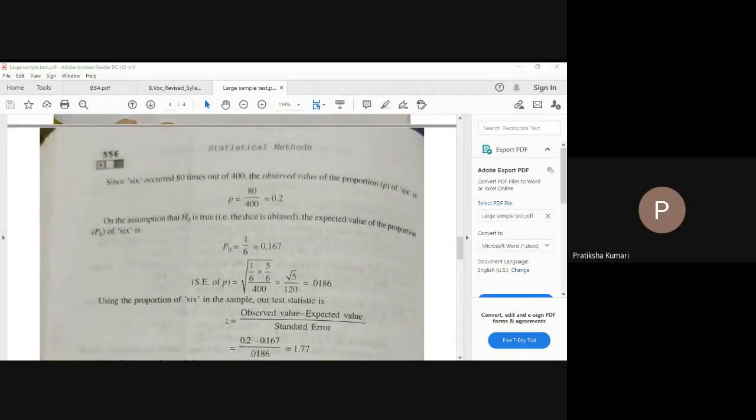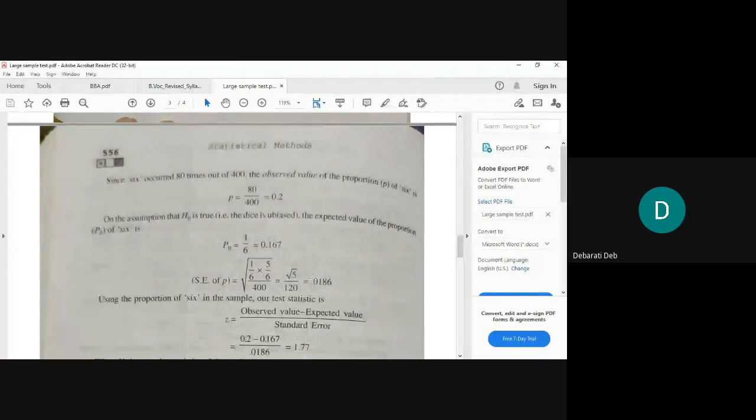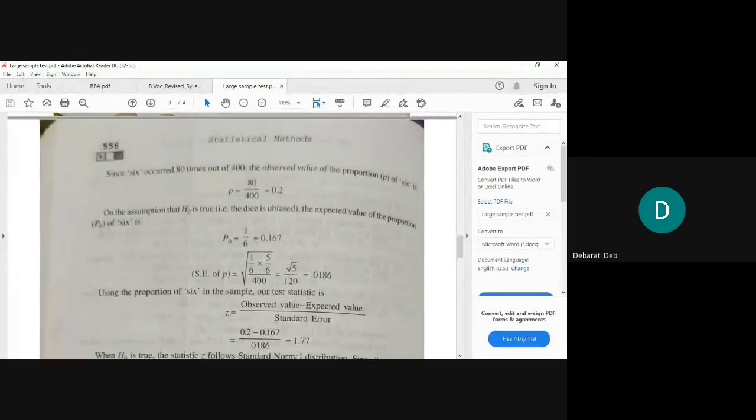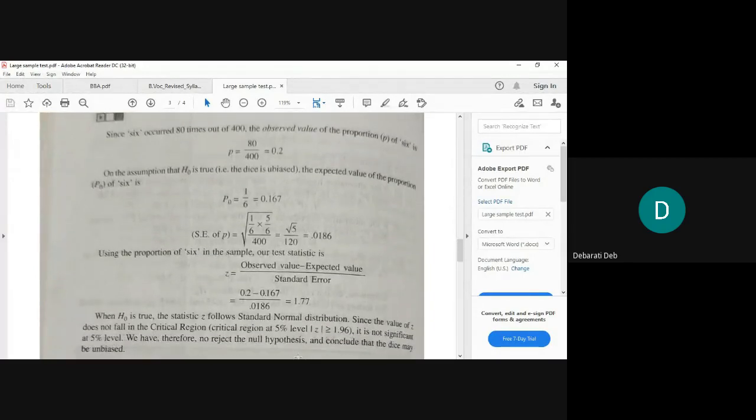Ma'am, we'll accept. Very good. Why? Because it is less than 1.96. Exactly, very good. So Pratiksha has given the right answer, and it is correct also, that since this calculated value of z is 1.77, which is less than 1.96, had it been greater or equals to 1.96, we would have rejected the null hypothesis.